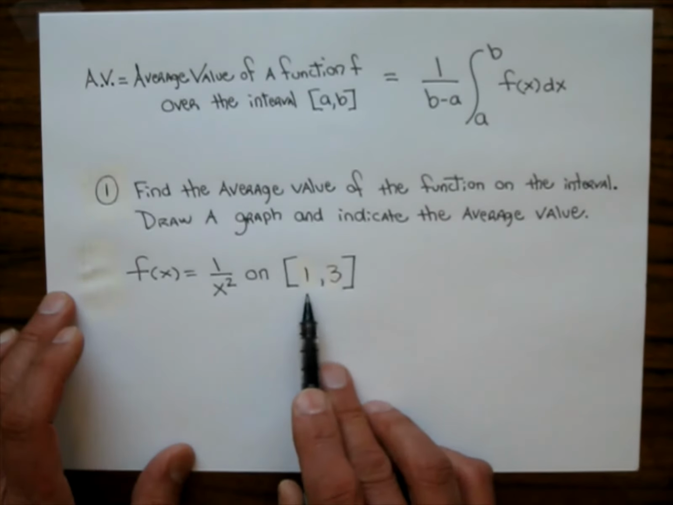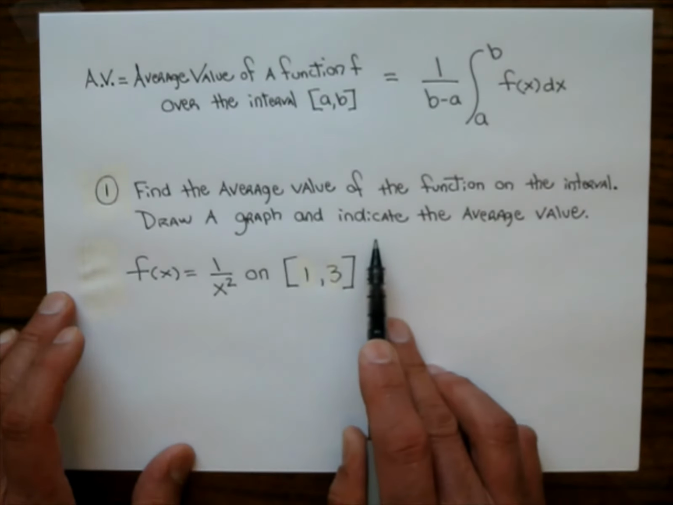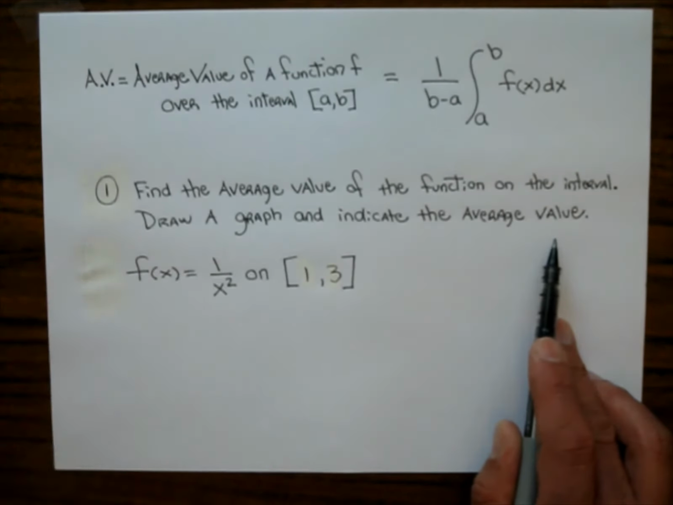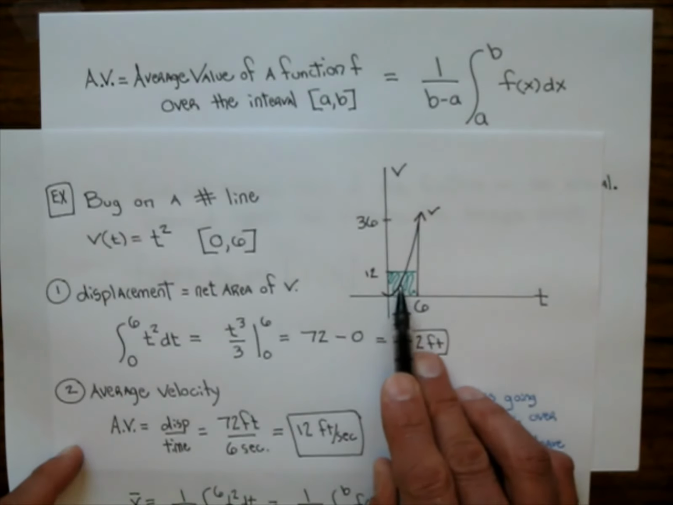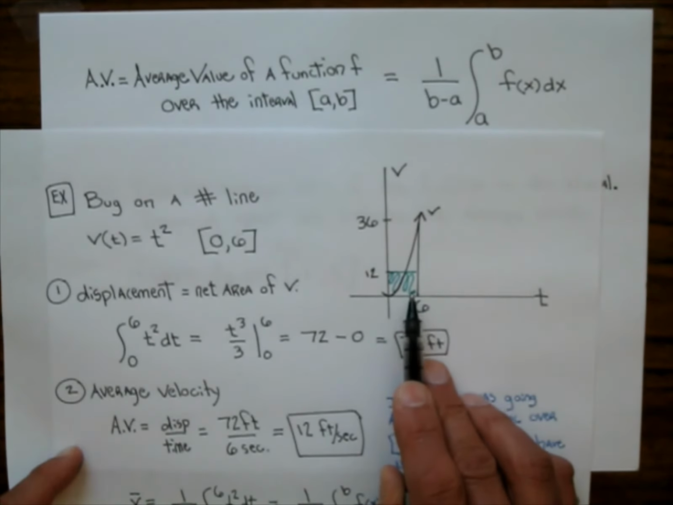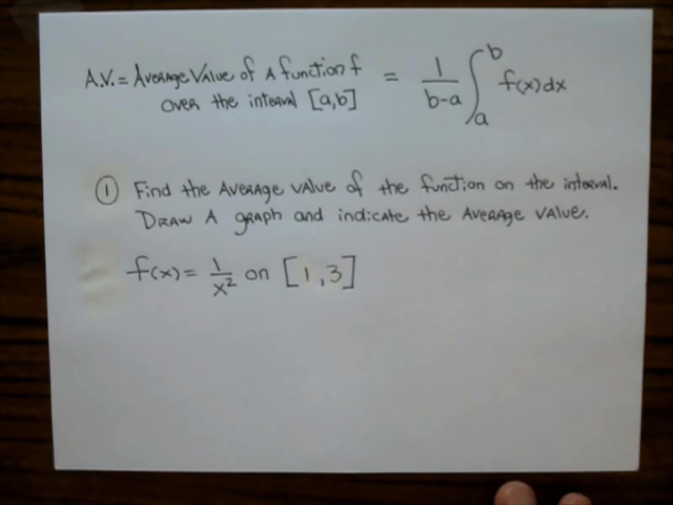So in your homework, they're going to ask you to find the average value of the function on the interval 1 to 3. Draw a graph and indicate the average value. So what do they mean by that? Draw a graph and indicate the average value. That's how you indicate the average value with a rectangle. So we're going to do that.